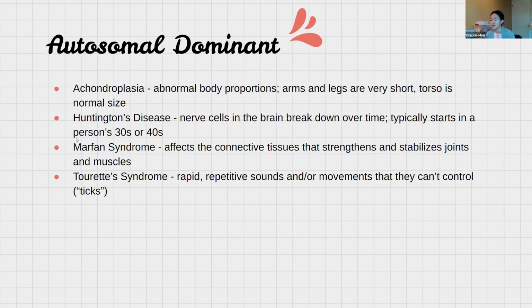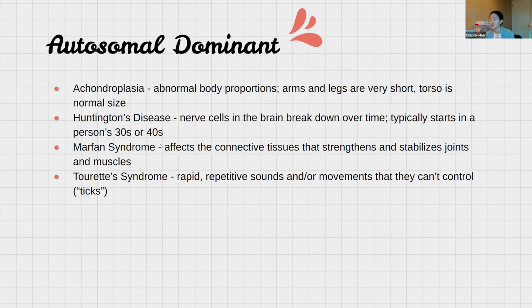Marfan syndrome is, by the way, these aren't all of the diseases, obviously. It's just some common ones or ones that I thought were kind of interesting. So Marfan syndrome affects the connective tissues that strengthen and stabilize joints and muscles. And some symptoms of this, I guess, are that people will have very long fingers. They'll have some heart problems or intellectual disabilities, and they'll also be really tall.